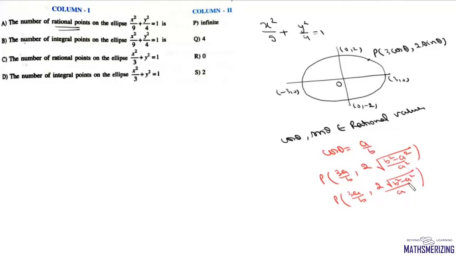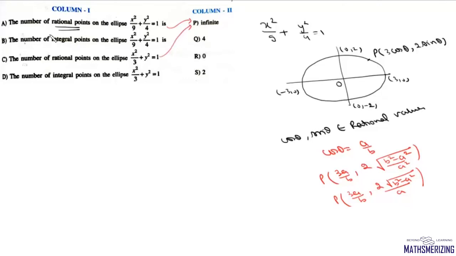Now there are infinite number of ways in which we can assume a and b so that b square minus a square is a perfect square. It is basically nothing but a Pythagorean triplet. So that means the number of rational points on this ellipse will be infinite. In the same way, the number of rational points on this second ellipse, which is x square upon 3 plus y square equals to 1, will again be infinite.